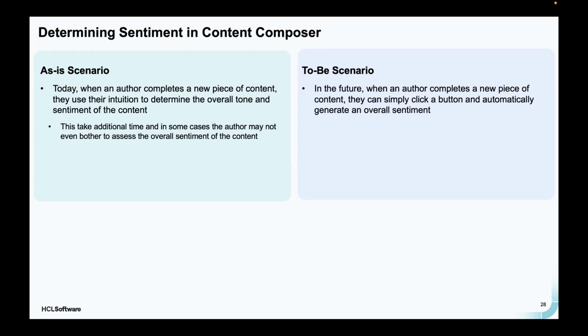Okay. So moving on to sentiment analysis. One of the other authoring tools that we thought would be a worthwhile function as part of DX is determining the overall tone and sentiment of content. Currently, it's just the author's determination on tone or overall sentiment. But ideally, in the future, we'd like to have one-click button functionality to generate an overall sentiment.